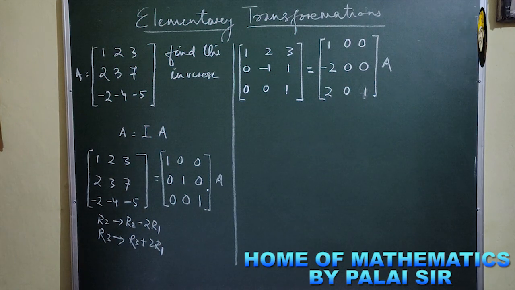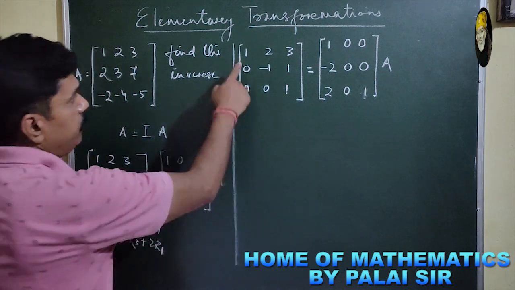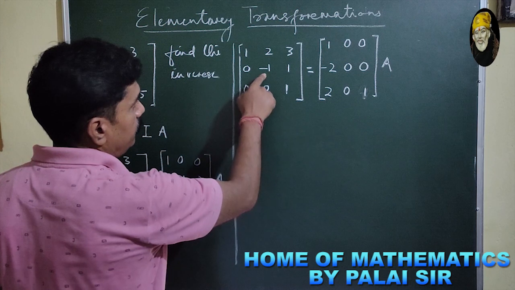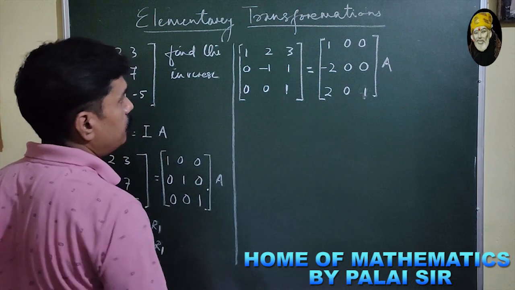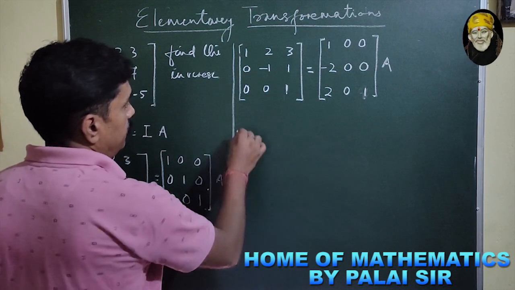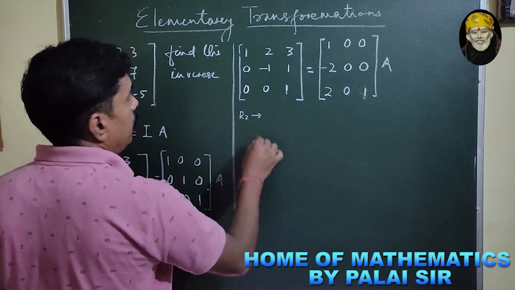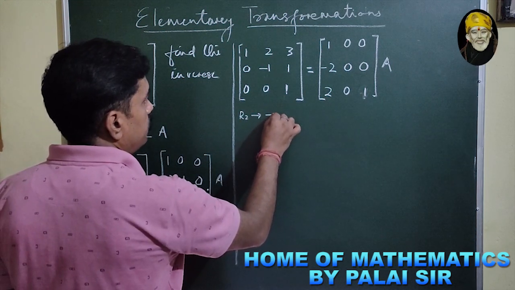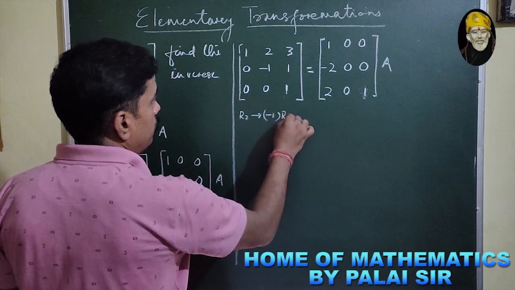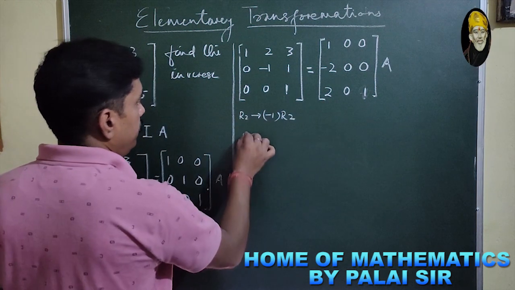Now, next, here you are getting 1, here also you are getting 1. You need this one also 1. So you multiply R2, you can write it as what? R2 equal to minus 1 into R2.